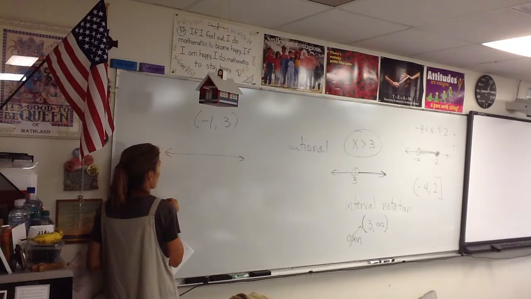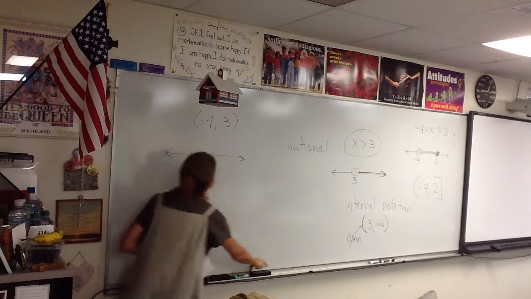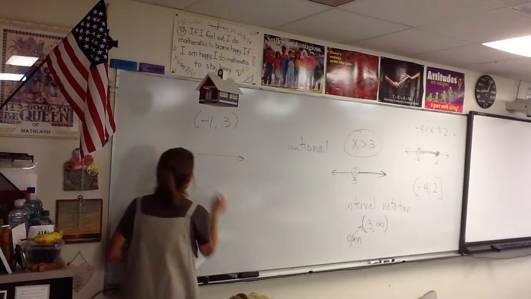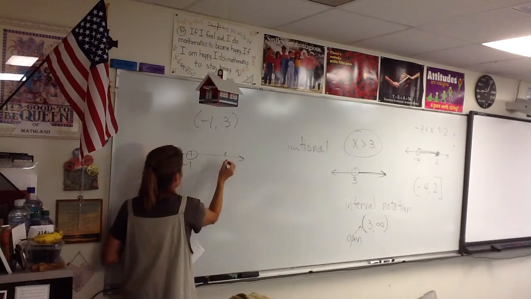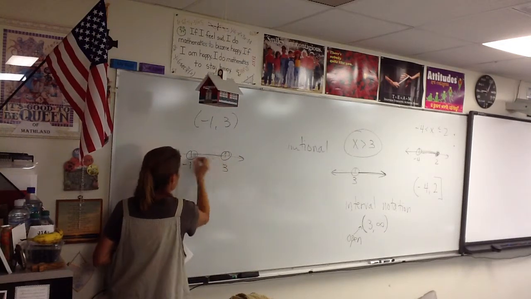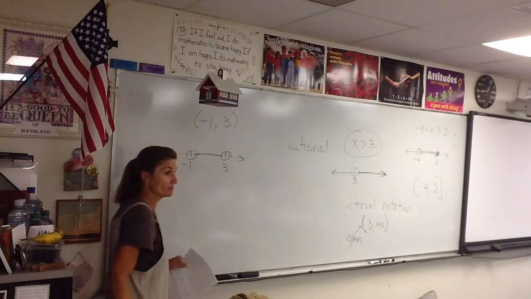Wouldn't you have an open dot at -1, open dot at 3? Open dot at -1, yes, thank you. And then you would have the squiggly in between them, and an open dot at 3 and shaded in between.